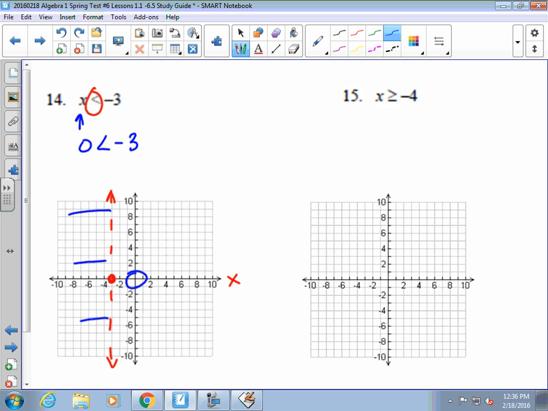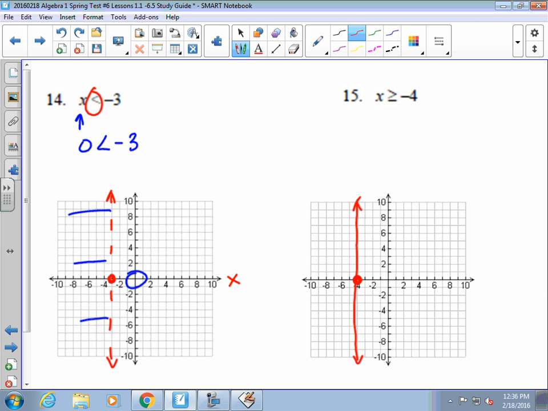15 is almost as easy. X is greater than or equal to negative 4. Again, it's only one variable, so at negative 4 this time it's going to cross through. The first difference, is the line dashed or is it solid? It says greater than or equal to this time. That means it will be a solid line. So it will be a solid vertical line just like that.